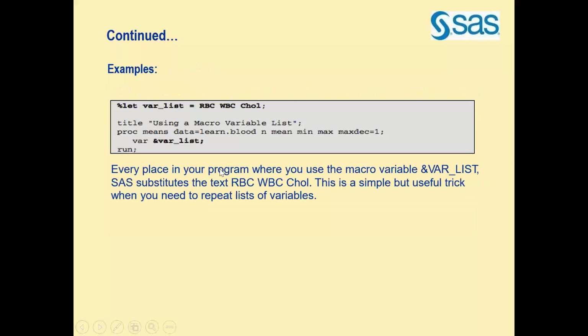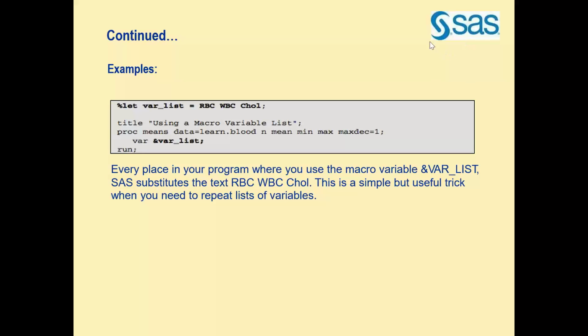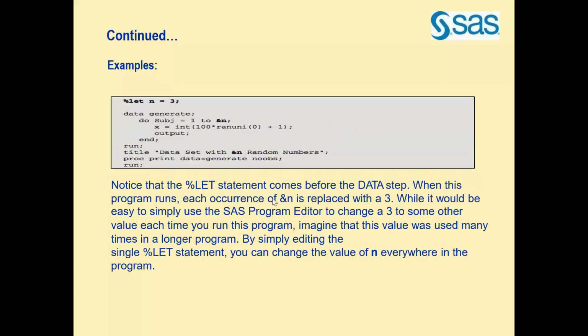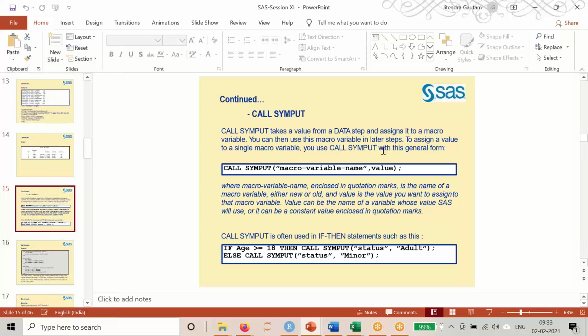Right? So right now you might have a question. Why can't we directly write 10? Why can't we write New Zealand directly, right? I will answer this question in a while. Alright, so let me go to the programming window.